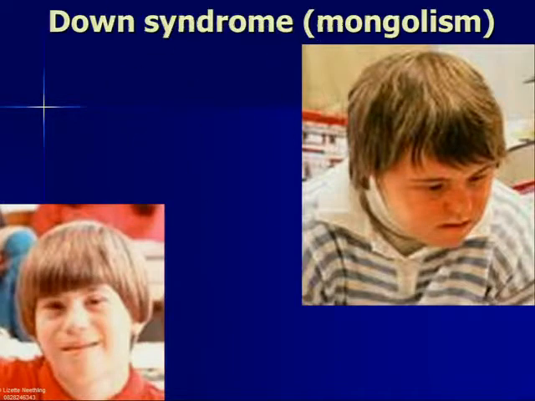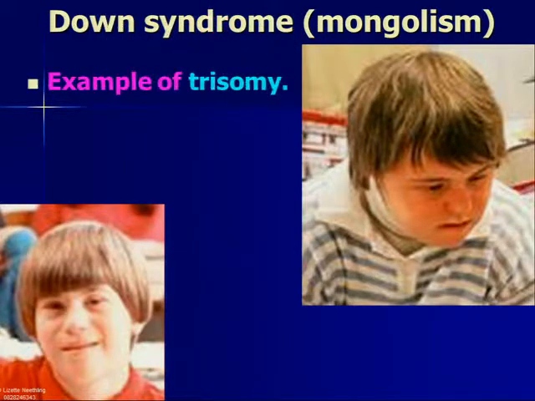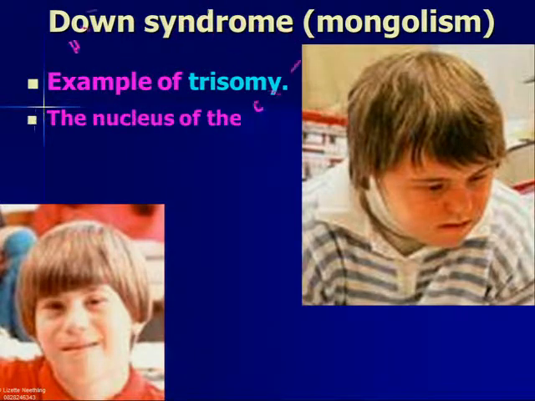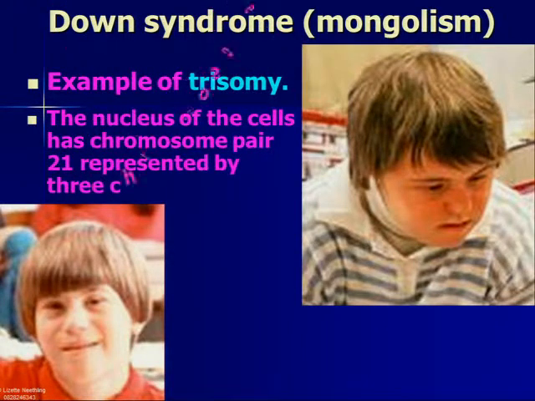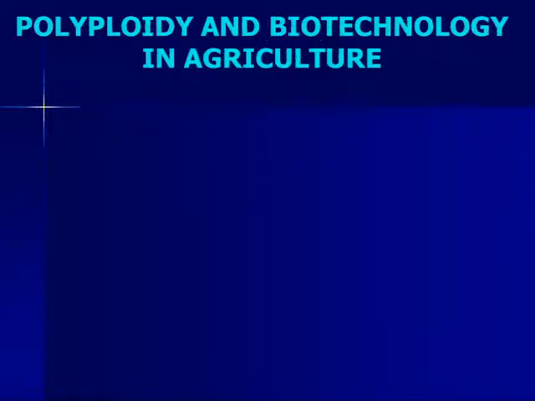Okay, now one of the diseases we cover here, but you actually cover it in more detail in genetics, is Down syndrome. So I don't have all the detail of how a Down syndrome child looks. That you will find in genetics. But this is an example of trisomy. What is trisomy? It means that we have 3 chromosomes at 21 instead of only 2.